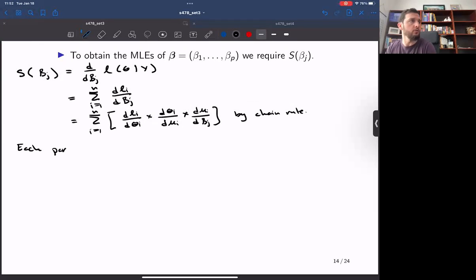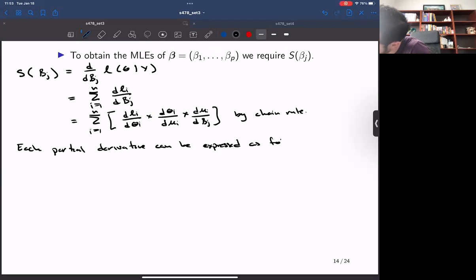So each partial derivative can be expressed as follows. All right, so starting with dLi by d theta i.